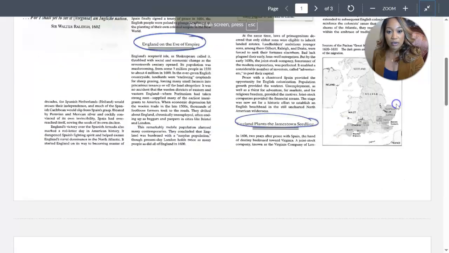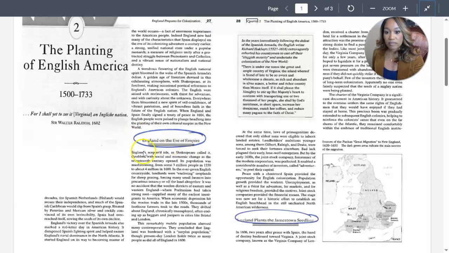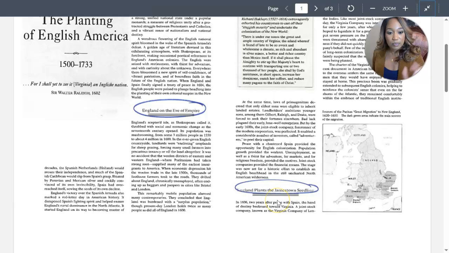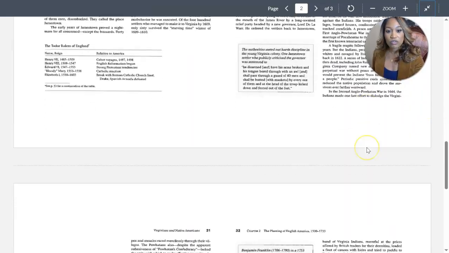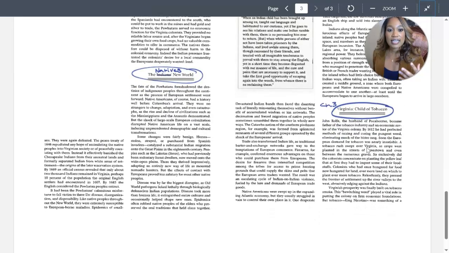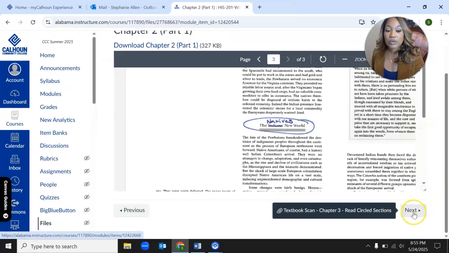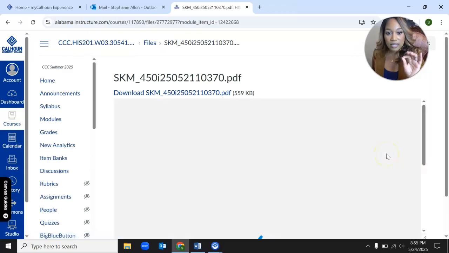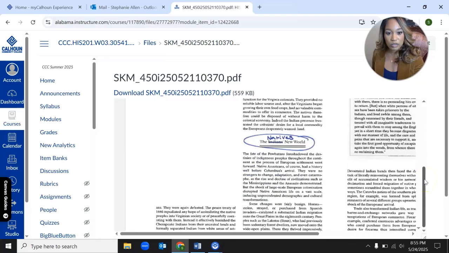So if you zoom out, you'll be able to see the entire page, right? So England on the Eve of Empire, that's what I should read. England Plants the Jamestown Seedling, I should read that. I should read Cultural Clash in the Chesapeake. These are the ones that you should be reading. I'm trying to save you time on reading. And you do not have to purchase a textbook for this class. If you are listening to the micro lectures, all is going to be well.